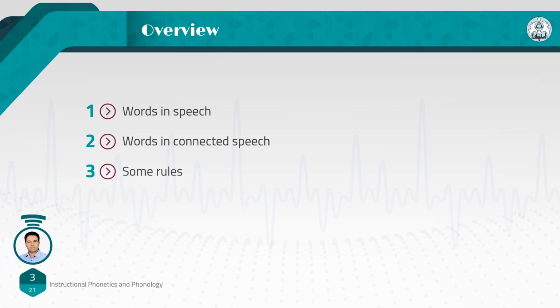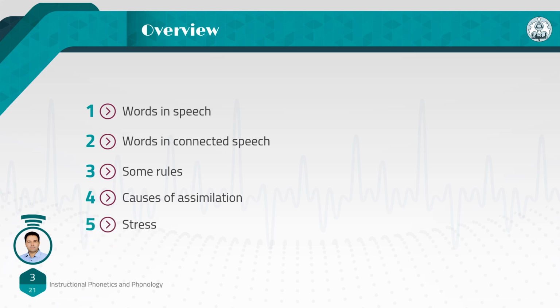We also talked about some rules. For example, we said that there is a difference between the pronunciation of the demonstrative pronoun "that" and the conjunction "that." When it is demonstrative, we use a strong form. When it is a conjunction, we use the weak form. We also discussed causes of assimilation. We said that we have two major causes. One of them is anticipatory coarticulation, which is on the next sound, and the other one is perseverative assimilation, which is on the previous sound.